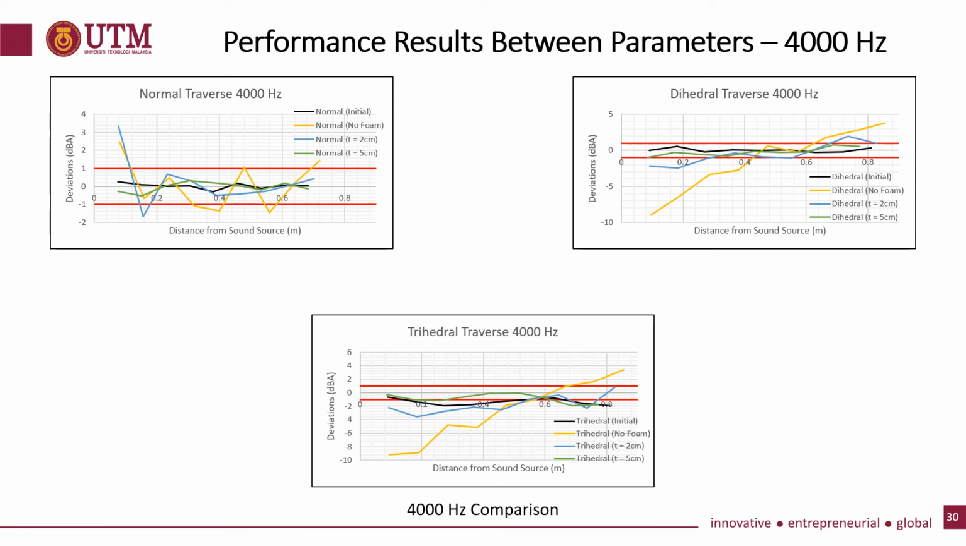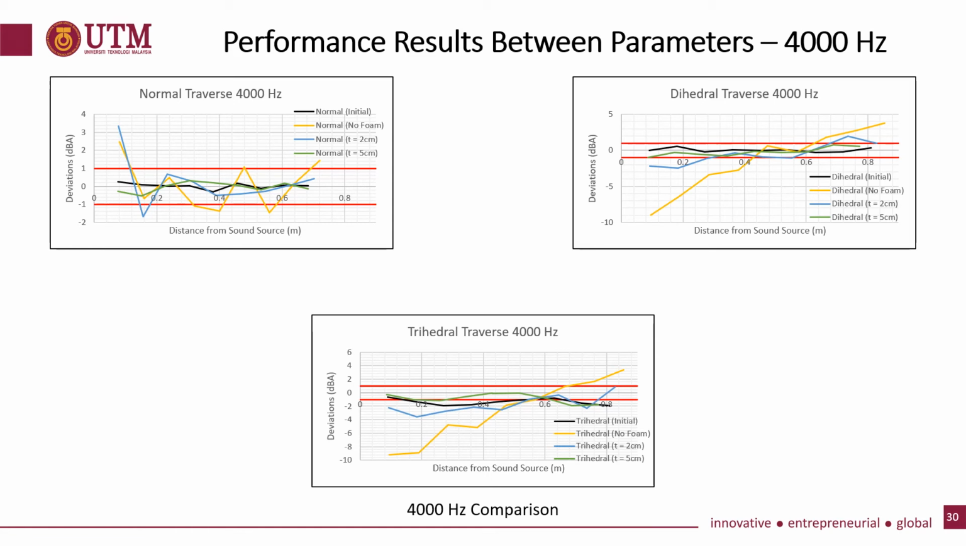Starting from 4000 Hz until 16,000 Hz, the normal traverse of the 5 cm thickness foam parameter has shown a lot of improvement, in which the deviations are within the tolerance limit of the standard. When the deviation of noise is within the limit of plus minus 1.0 and plus minus 1.5 decibel, it can be considered qualified as an anechoic chamber. Even though there are some points in the trihedral traverse that are outside the limit, it is still acceptable as the cause is the reflections by the walls.